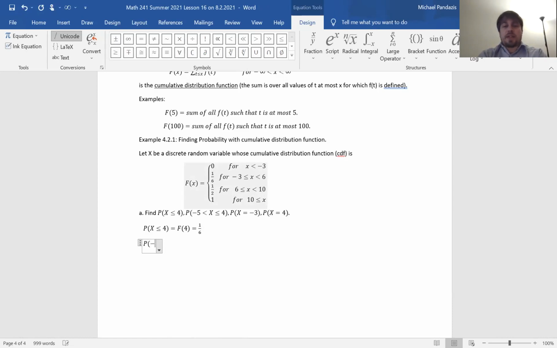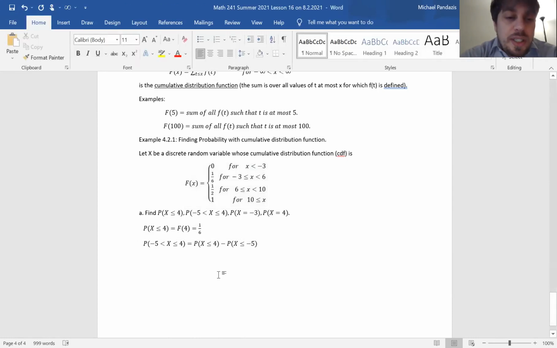The probability that negative 5 is strictly less than X, less than or equal to 4, is the difference of two probabilities. It's the probability that X is at most 4 minus the probability that X is at most negative 5.